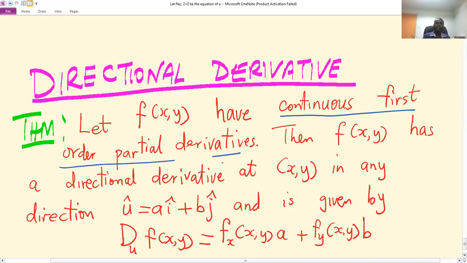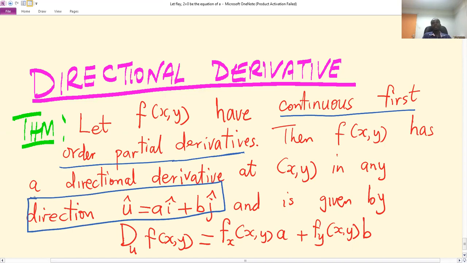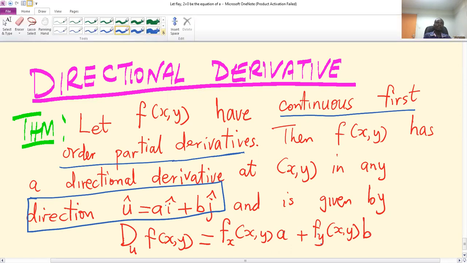then the directional derivative at any point (x, y) in the direction of the vector u given by a i plus b j is given by the directional derivative in the direction of u of the function f: the partial derivative of f with respect to x times the i component, plus the partial derivative of the function with respect to y times the j component. So this is the main result.